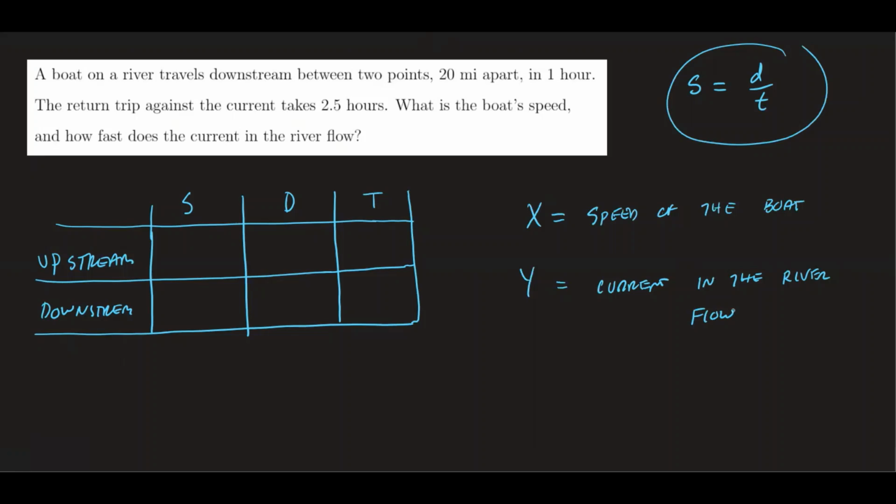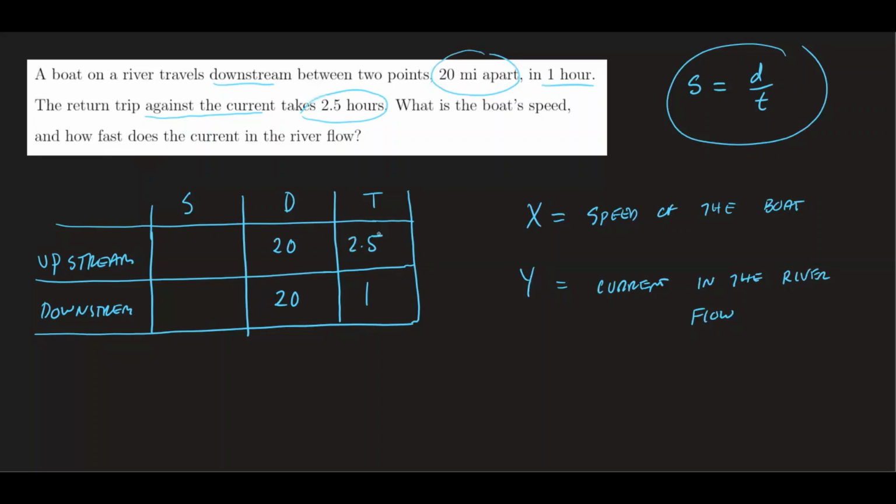Now, how much distance are we traveling upstream and downstream? Well, it's the same, 20 miles. They're 20 miles apart. So the distance is 20 upstream and downstream. So you're going back and forth. And how much time does it take us to go upstream? Well, for downstream, it takes us 1 hour. And upstream, it's going against the current, which takes a bit longer, which is 2.5 hours.